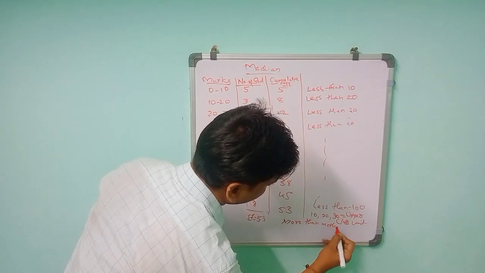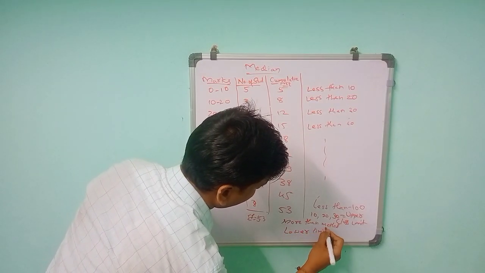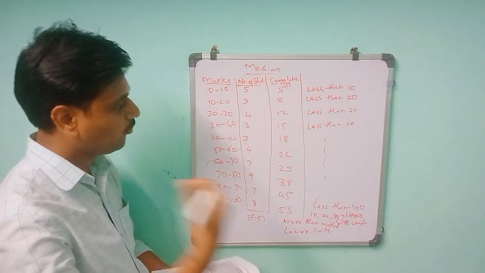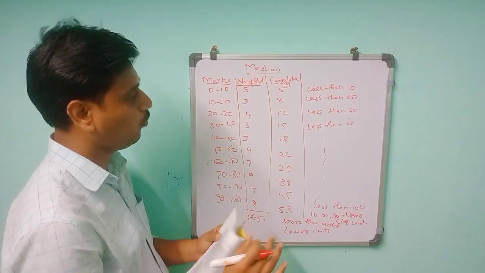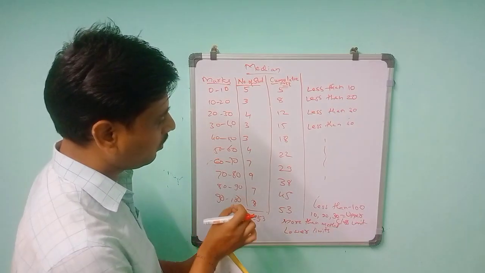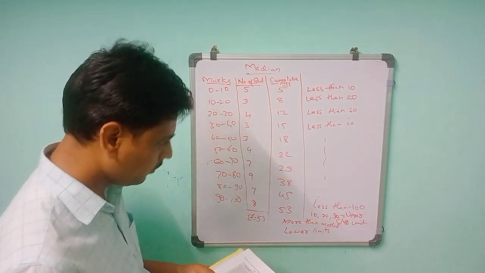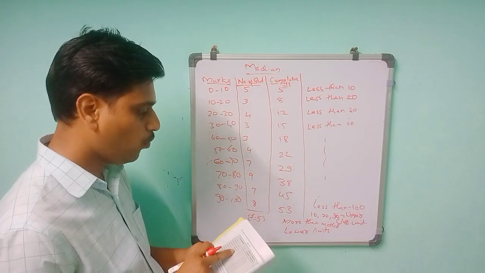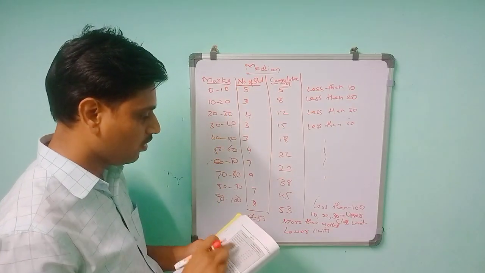Here the 10, 20 will be the lower limits. Why? Because we are writing more than. More than 10 means the values are 10, 15, 20, like that. So the first term will be the lower limit, that is 10, 20. Then like that it will be first 53. For more than or equal to 10, 53 minus 5 gives 48. Then for the 20.